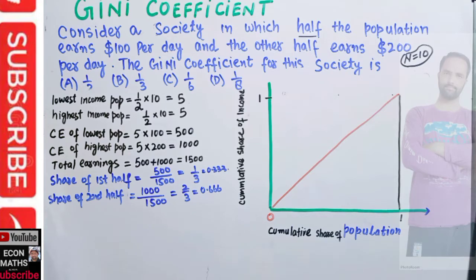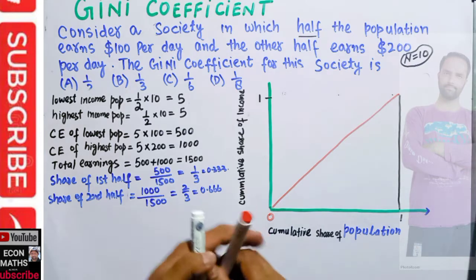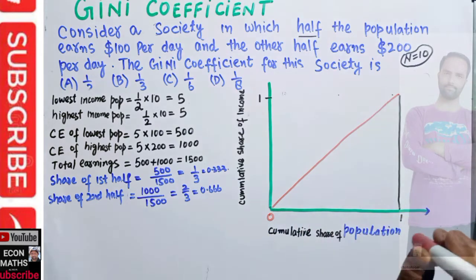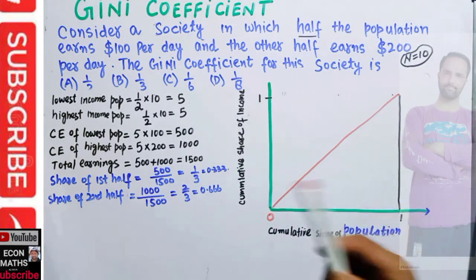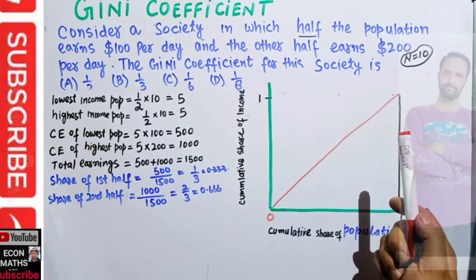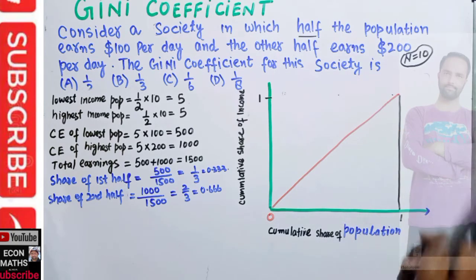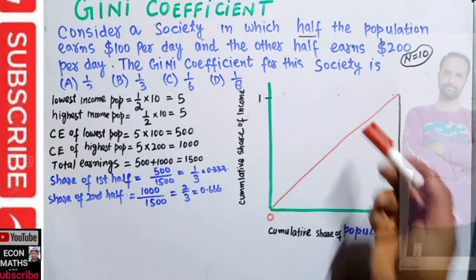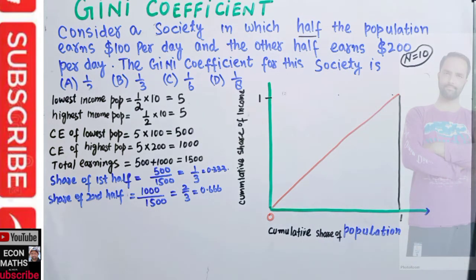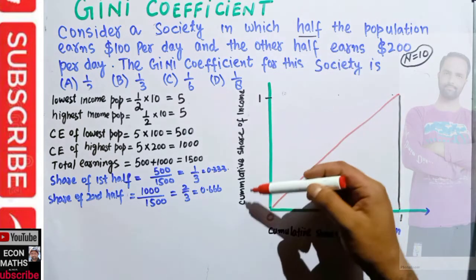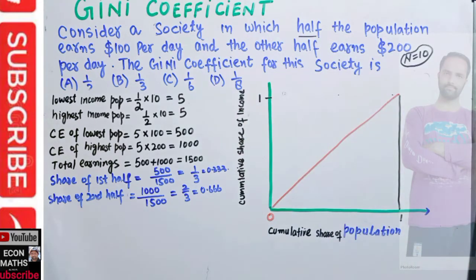Okay, now having said that, how can we show it graphically? That is now the question. I told you this is called the Lorenz curve in the earlier video also. And how do we calculate the Gini coefficient? I will show it graphically. On the horizontal axis we write the cumulative share of population, and on the vertical axis we write the cumulative share of income. So we start from 0% to 100%.